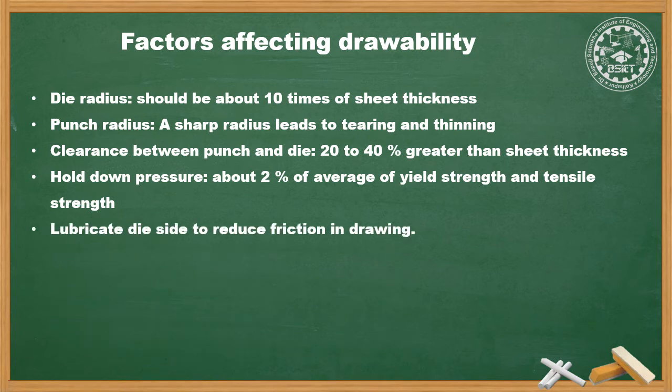And last, lubricate the die side to reduce friction in drawing. If proper lubrication is provided to reduce the friction in this process, then the drawability can be improved.